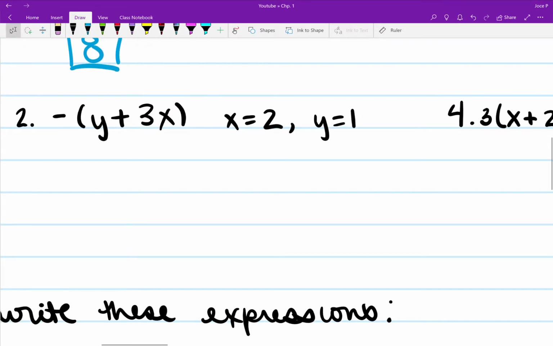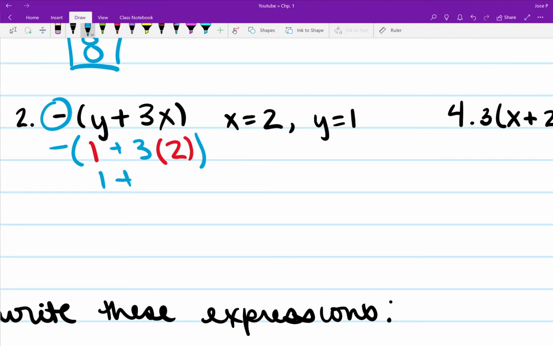Here we have another one. Ooh, this one has a negative. Let's keep an eye on that. Negative, the value of the variable y is 1, plus 3 is the coefficient, times the value of 2. So now 1 plus 3 times 2 is 6, negative 7.